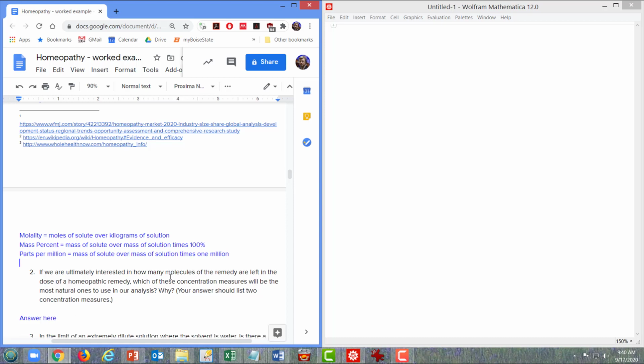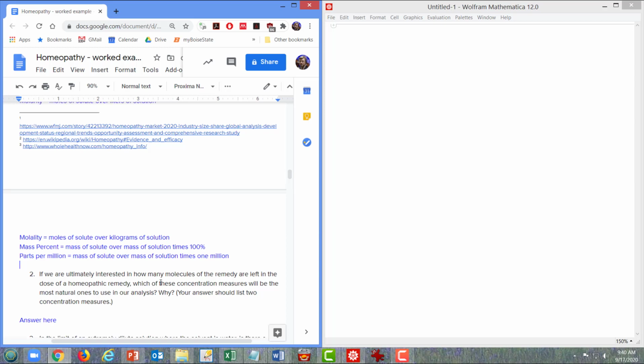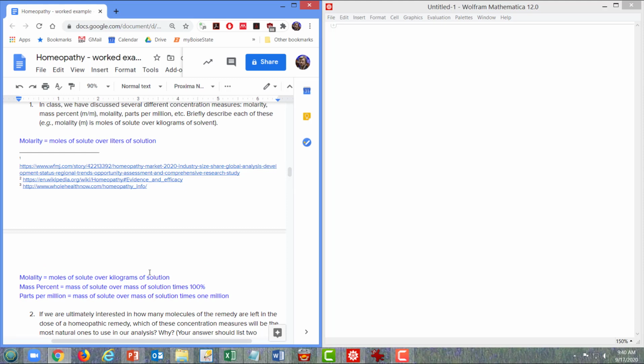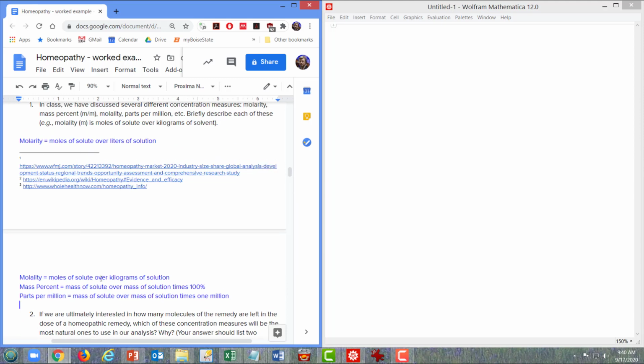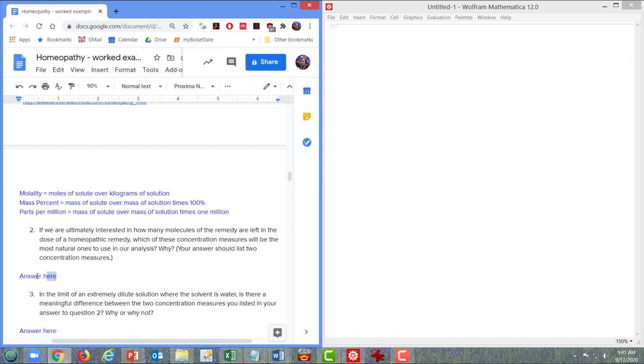If we're interested in how many molecules of the remedy are left, which of these concentration measures are the best ones? Well, the issue here is that 2 of them have moles of solute in the numerator and 2 of them have mass of solute in the numerator. Going from moles to molecules is one step using Avogadro's number. Going from mass to molecules is 2 steps because you also have to include the molar mass. So molarity and molality are the 2 that make the most sense here.